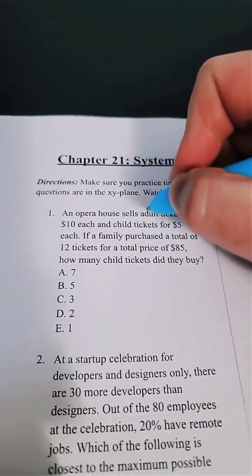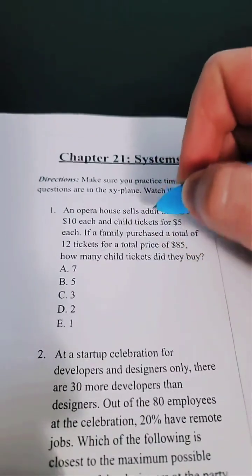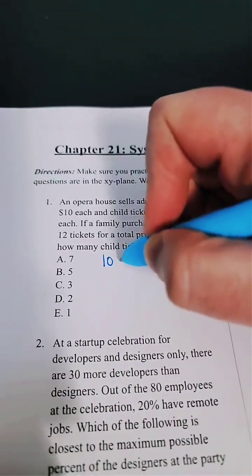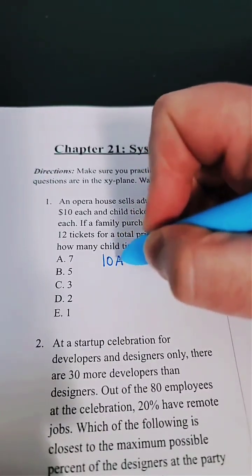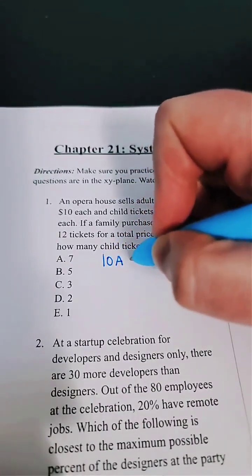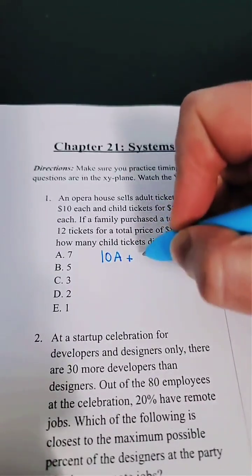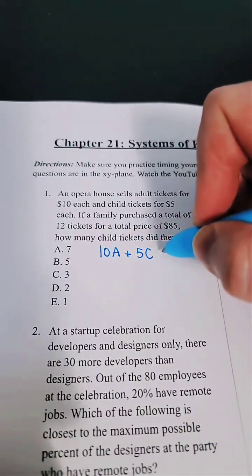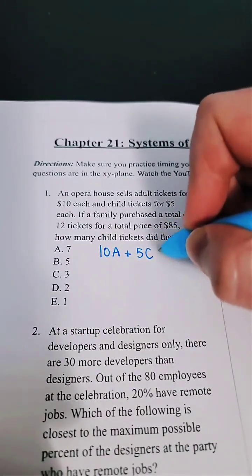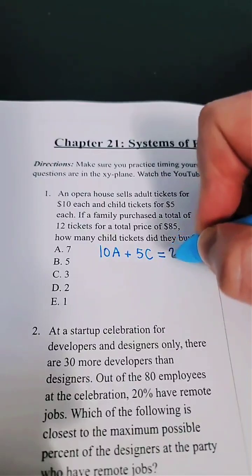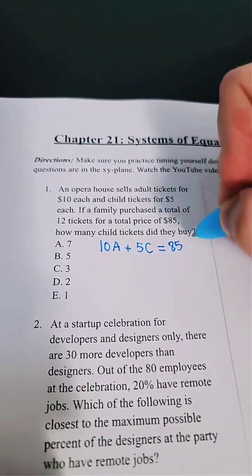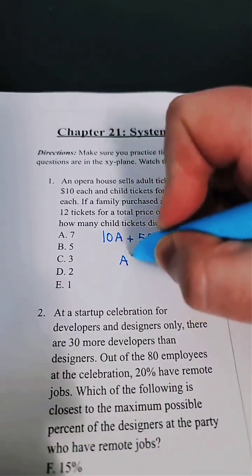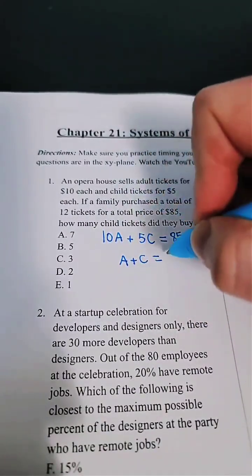So let's call the number of adult tickets A and the number of child tickets C. So if $10 is what each of the adult tickets costs, the cost for all the adult tickets would be 10A. And then if we do the same thing with the $5 for each of the children's tickets, we're going to get how much it would be for the children's tickets. And it said that in total, the price was $85. Now remember, A and C are the number of adult and child tickets. So if we add them up, we should get the total number of tickets, which is 12.